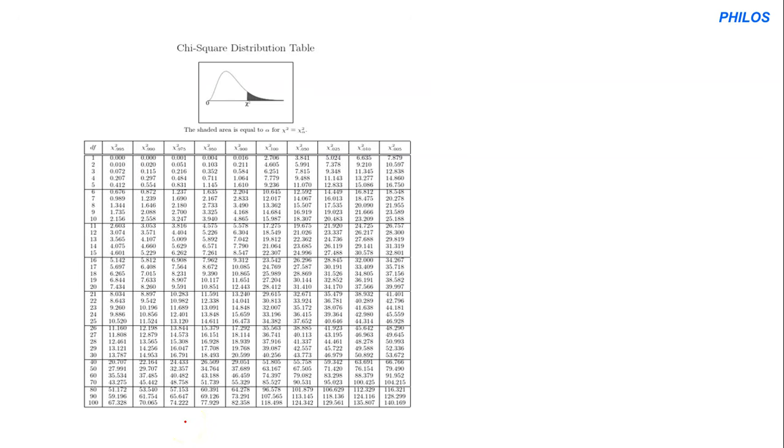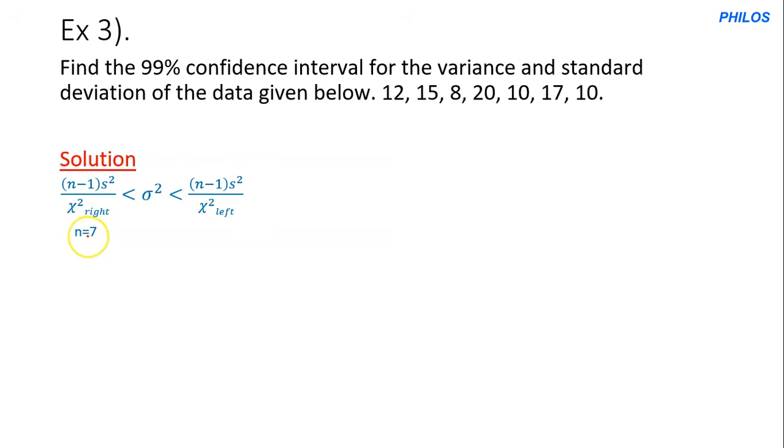So we go to the chi-square table. We have area to the left as 0.995, which is here, and then area 0.005, which is here, and the degree of freedom is 6. When we check, chi-square left is 0.676, and chi-square right is 18.548.